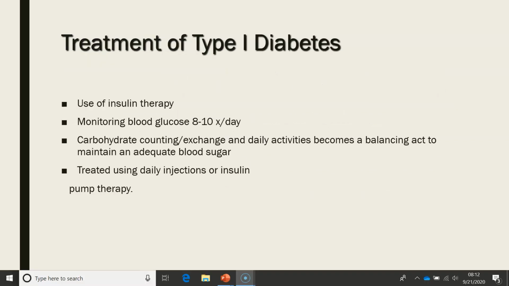Treatment of type 1 diabetes. They use insulin therapy. They usually monitor their blood sugar 8 to 10 times a day. They use carbohydrate counting and exchanges, and daily activities have to be a balancing act to maintain adequate blood sugar. Patients with type 1 diabetes require a basal insulin at all times, so the treatment is daily injections of insulin or an insulin pump.